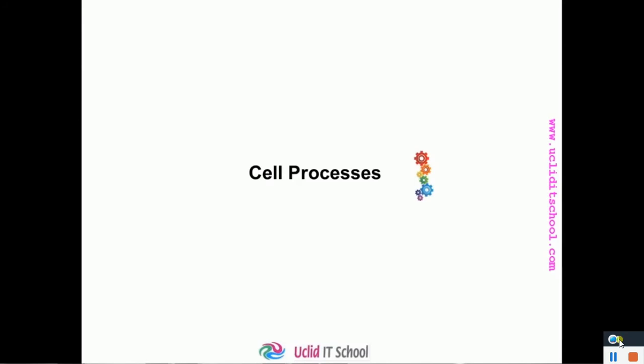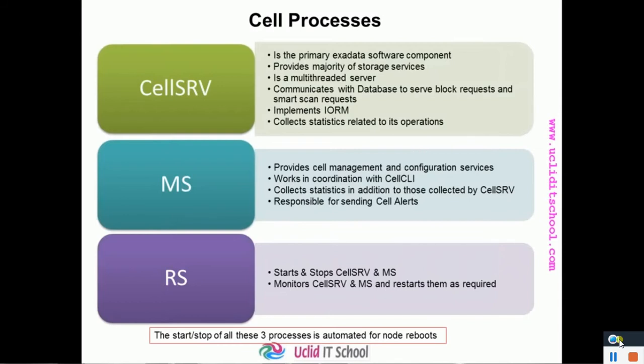Now, next is that the cell has its own processes. When you install the storage server software and start the services, there are processes related to the cell. Basically, not many actually, only 3 processes. Each cell at OS level has 3 main processes. As we saw earlier, cellsrv is one of the processes. MS, management server, is another process. RS, restart server, is another process.